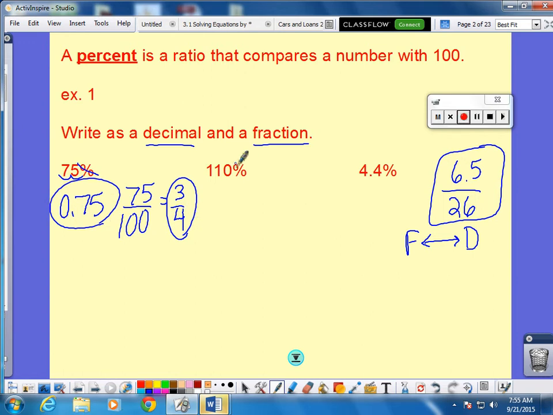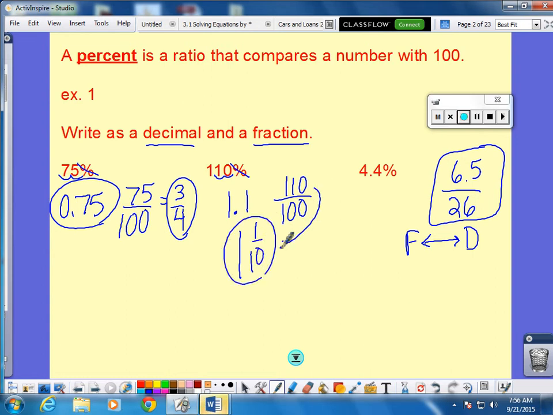Alright, 110%. Drop the percent sign. 2 places to the left. That would be 1.1 as a decimal. 110 hundredths as a fraction, or we could do this, 1 and 1/10. This would reduce to that. Okay, so anything that is a percent is per 100, and you just reduce that.